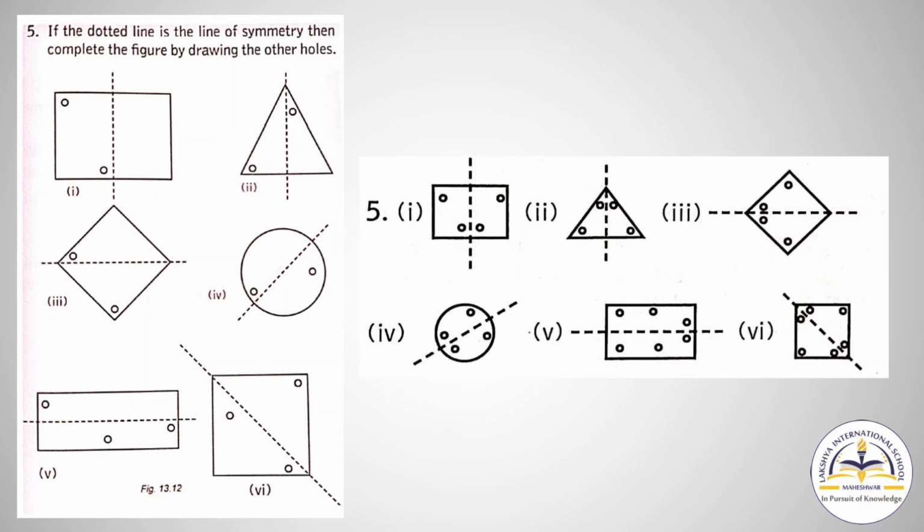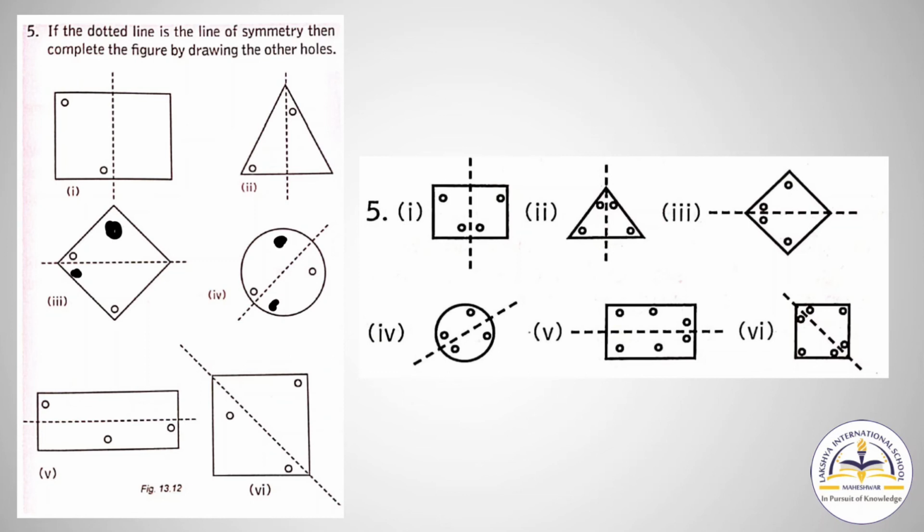This is the mirror line. Now one hole will be drawn here and one hole will be drawn here for the first question. Now for the second question, one hole will be drawn here and one hole will be drawn here. Now for the third question, one hole will be drawn here and one hole will be drawn here. Now for the fourth question, one hole will be drawn here and a second one.